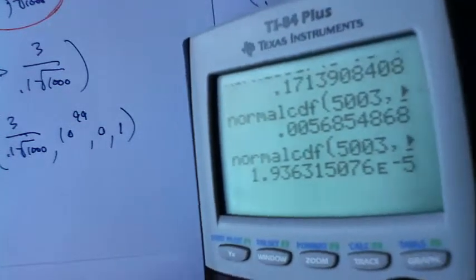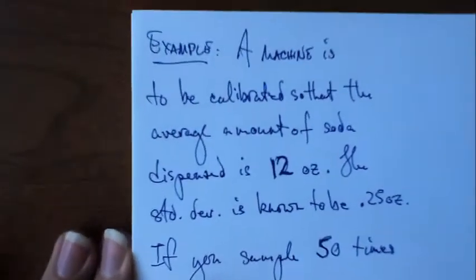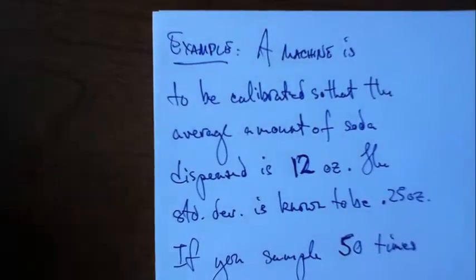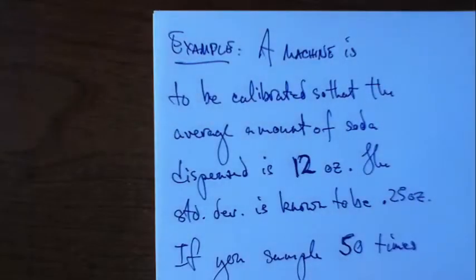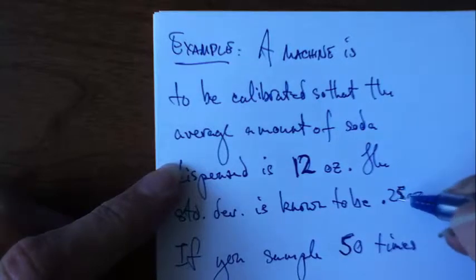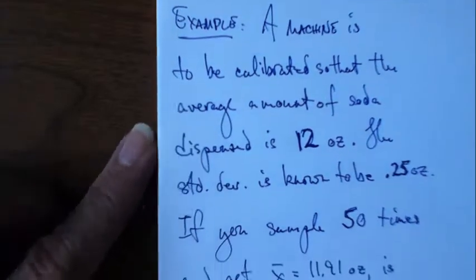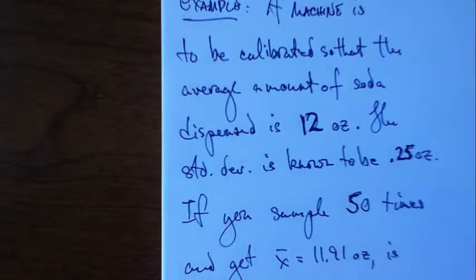Let's do another example. The central limit theorem. A machine is to be calibrated so that the average amount of soda dispensed is 12 ounces. Now the standard deviation is known to be 1/4 of an ounce per squirt. If you sample 50 times, you put your cup under the dispenser 50 times and see how much comes out. Let's say you get a sample mean of 11.91 ounces.